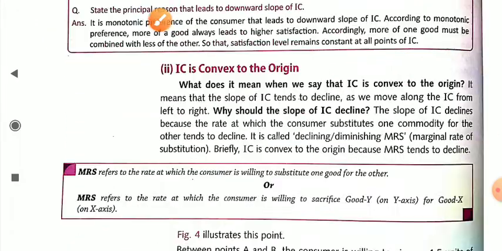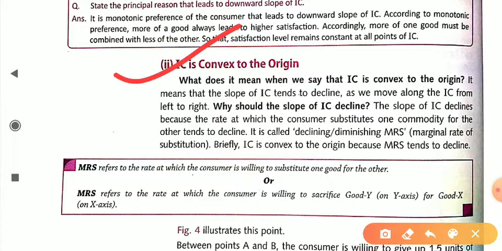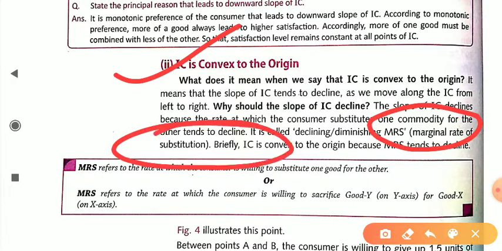Okay, student, now our next point is that the IC is convex to the origin. As I told you in the start of my video, the indifference curve is convex by nature. As we know, the indifference curve is negatively sloped, downward. It is sloping downward, it is convex in nature, and the basic reason for the convexity of the indifference curve is MRS, the marginal rate of substitution. MRS is also known as the slope of the indifference curve.